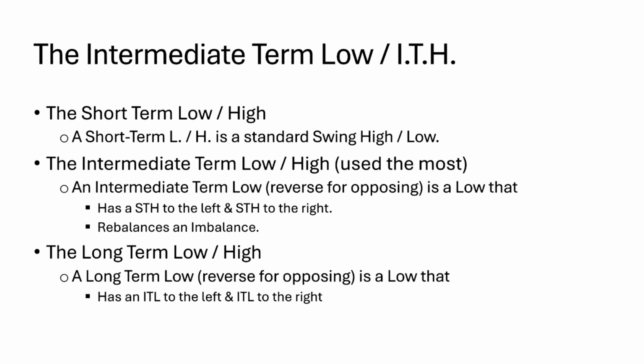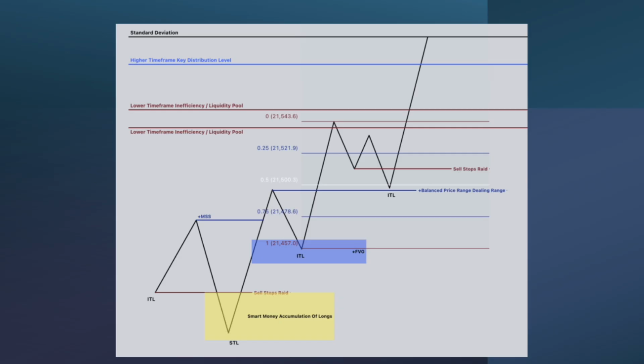The long-term low or high is a low that has an intermediate term low to the left and an intermediate term low to the right. And yet again, let's go back to our curve depiction. I wanted to write down long-term low here. We have an intermediate term low here, and then the market goes higher. And then what do we have here? Market goes back into this fair value gap, and then we leave it.